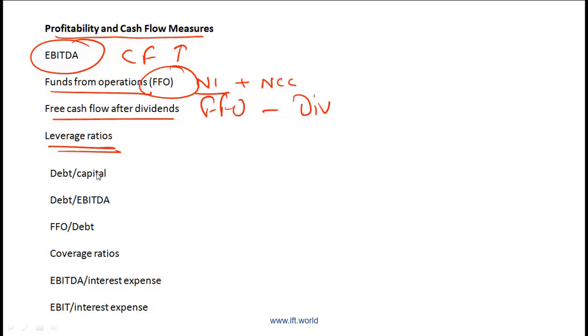And then we have leverage ratios such as debt to capital. Obviously, we want this ratio to be relatively low.